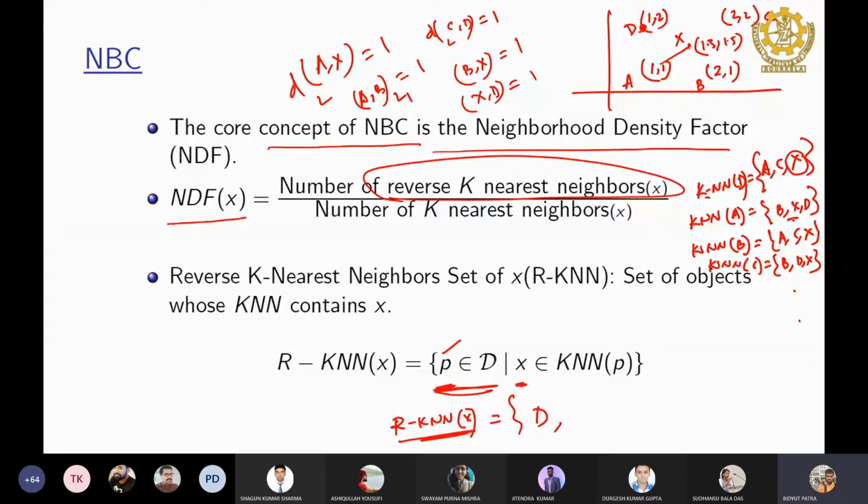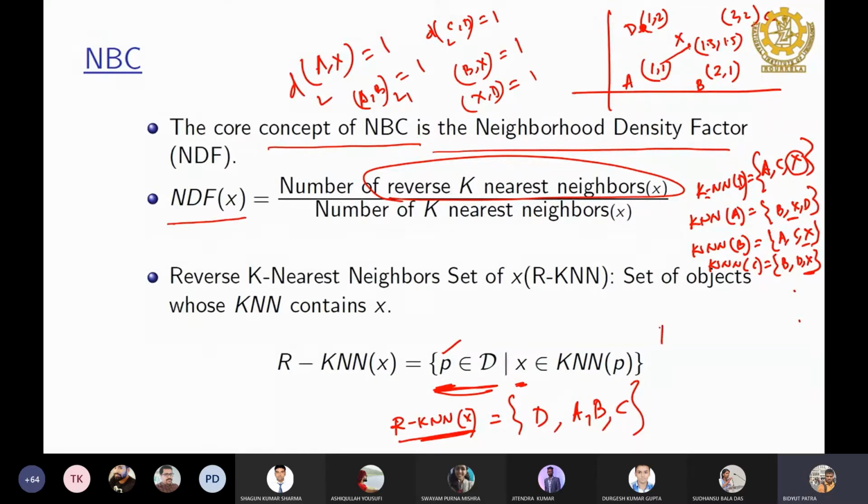X is appearing in the K nearest neighbors of A, so this is A. X is appearing as K nearest neighbor of B, so this will be B. And then X is appearing as the K nearest neighbor of C, so reverse K nearest neighbor of X will be A, B, C, D, all 4 points.